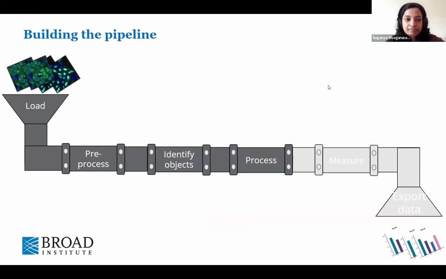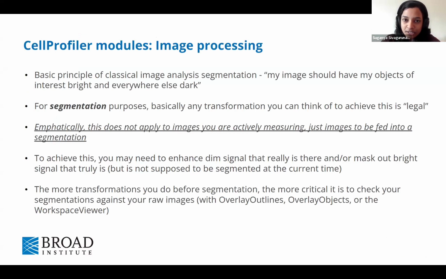And now we have loaded your images, identified the objects, and the next is processing. Again, based upon the images that you have, the processing can either be done before the identification of objects to make the identification process easier, or after identification of the objects. Again, everything depends upon the biological questions that you have with your images. What do I mean by processing? You can enhance your images or crop them or make a lot of changes to your images.